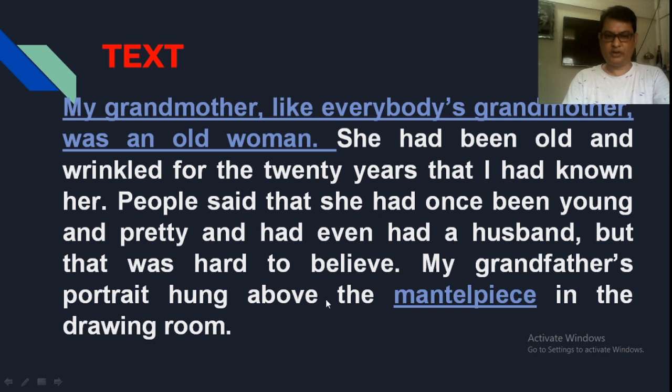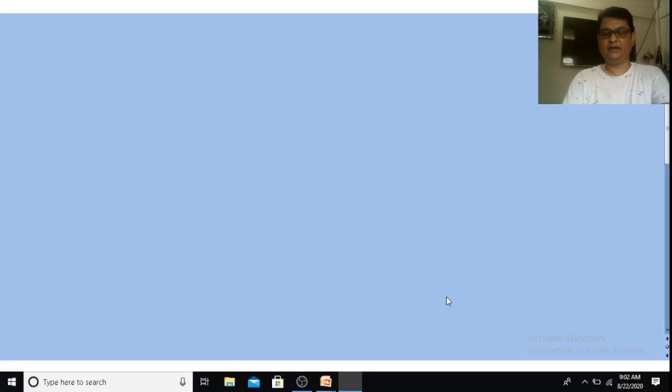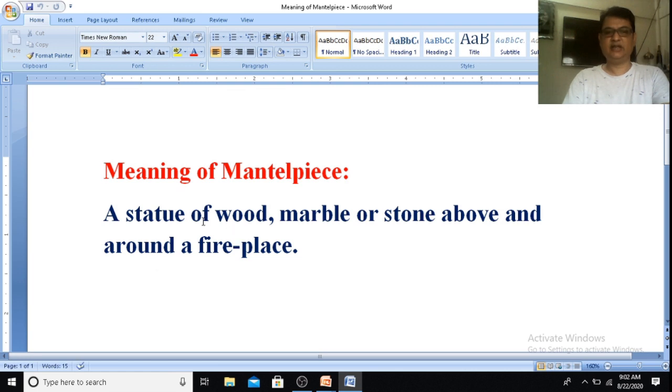"My grandfather's portrait hung above the mantelpiece in the drawing room." There is a digression. Now, the author is narrating about his grandfather. Grandfather's portrait hung above the mantelpiece. Here, we have come across a new word. We have to know the meaning of this particular word, mantelpiece. Now, what is mantelpiece? Mantelpiece means a shelf of wood, marble, or stone above and around a fireplace. You have to make note of this.